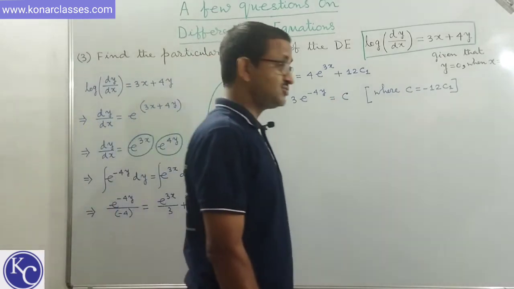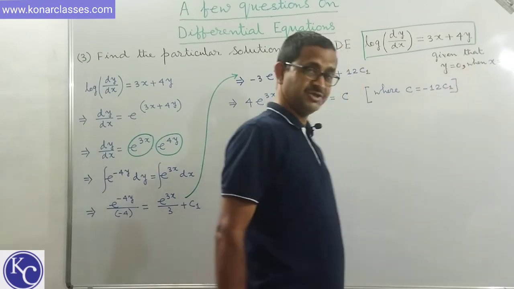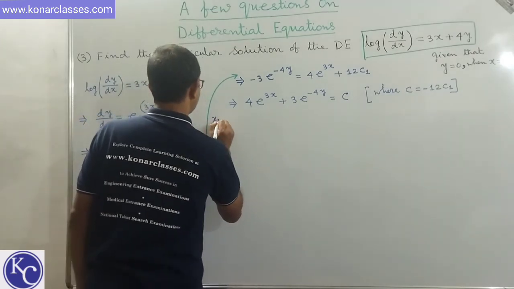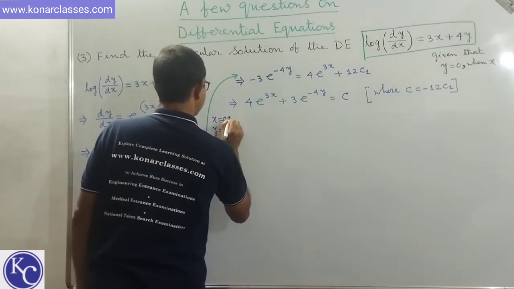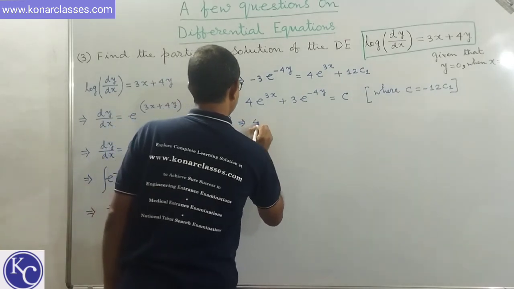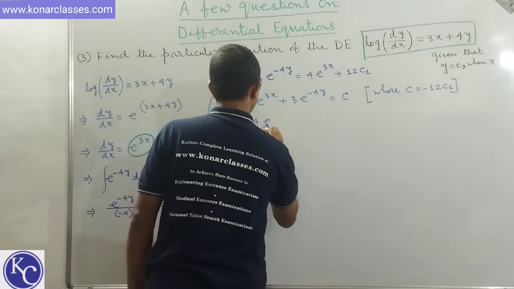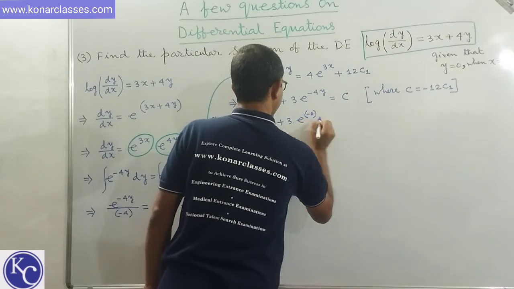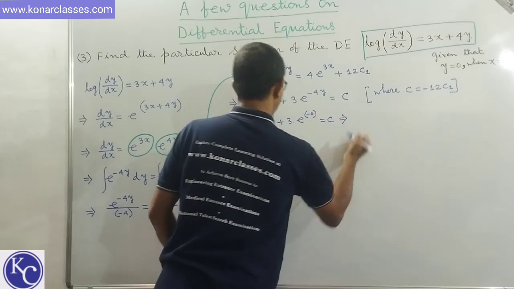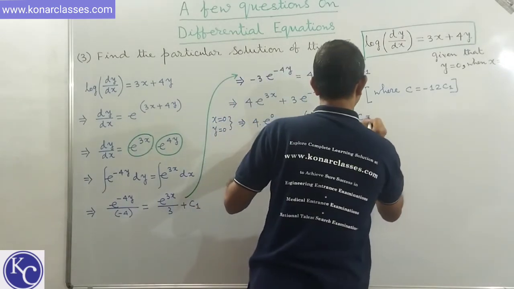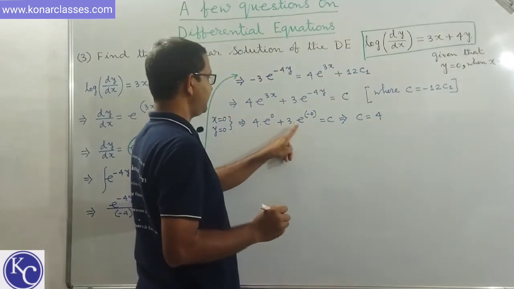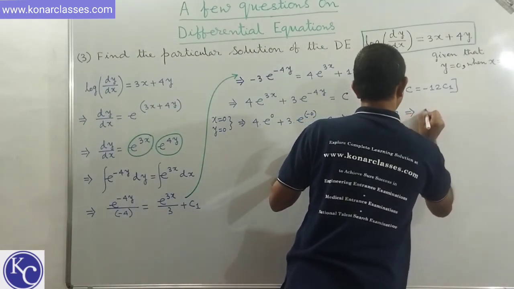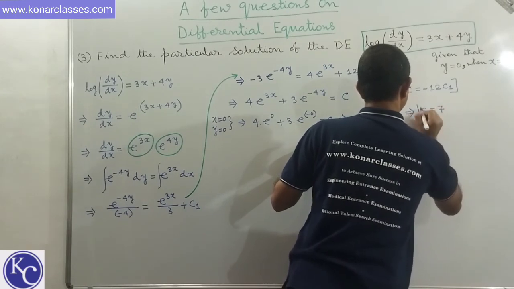Now we need to find the particular solution. For that we need to apply the initial condition that x equal to 0, y equal to 0. So if we write here x equal to 0 and y equal to 0 in this general solution, what are we going to get? 4 into e power 0 plus 3 into e power minus 0 is equal to c. So from here, what do we get? c is equal to 4, since e power 0 is 1, and 3 into e power minus 0 is also equal to 1, so 4 plus 3. That means we get the value of c as 7.